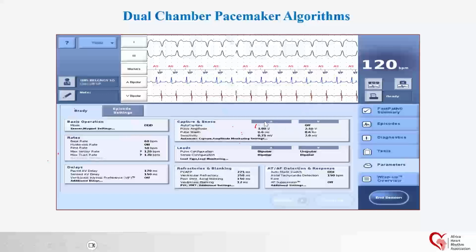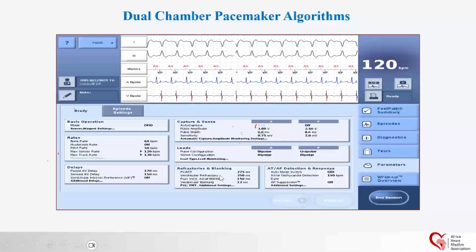We have here the atrial channel and the ventricle channel. We have different parameters, especially the amplitude and the width of this amplitude. And we have the sensitivity here that we can change from here. And we have leads here. We will see if we can program the lead in bipolar or unipolar, it depends on the type of leads.